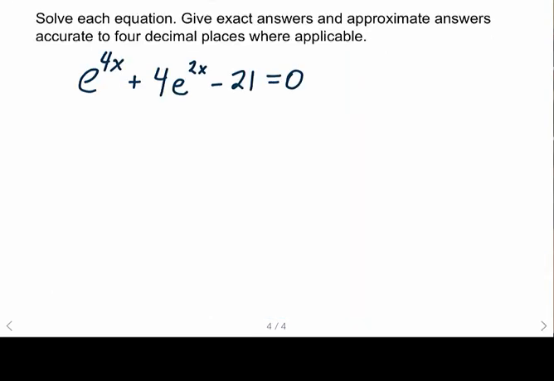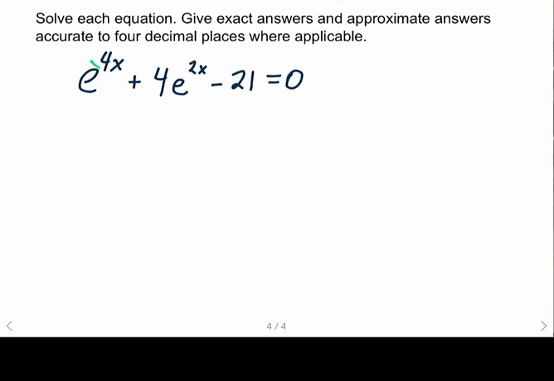Here we have e to the 4x plus 4e to the 2x minus 21 is equal to 0. And this might throw us for a loop because you can't combine the exponential terms or anything like that. What we actually have to do is recognize that this is quadratic in form.